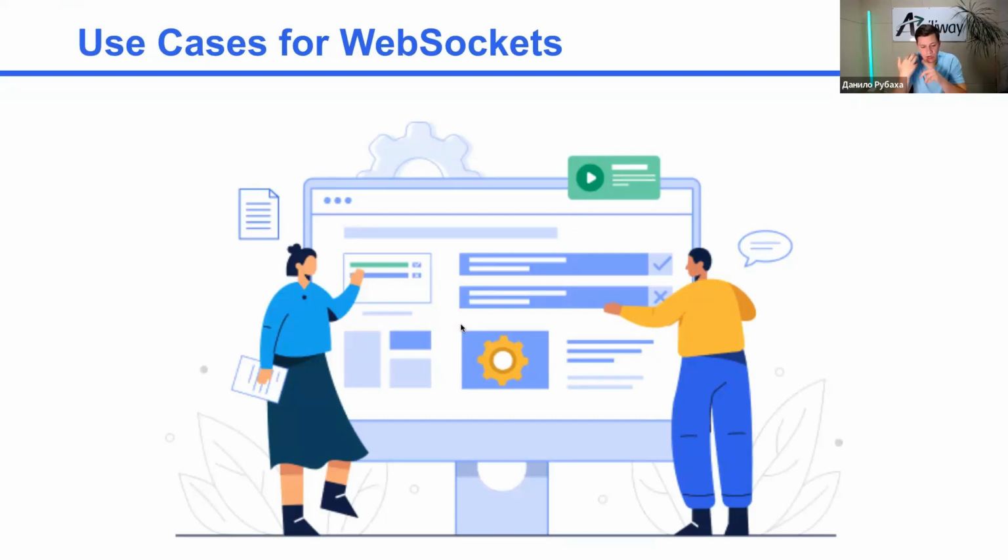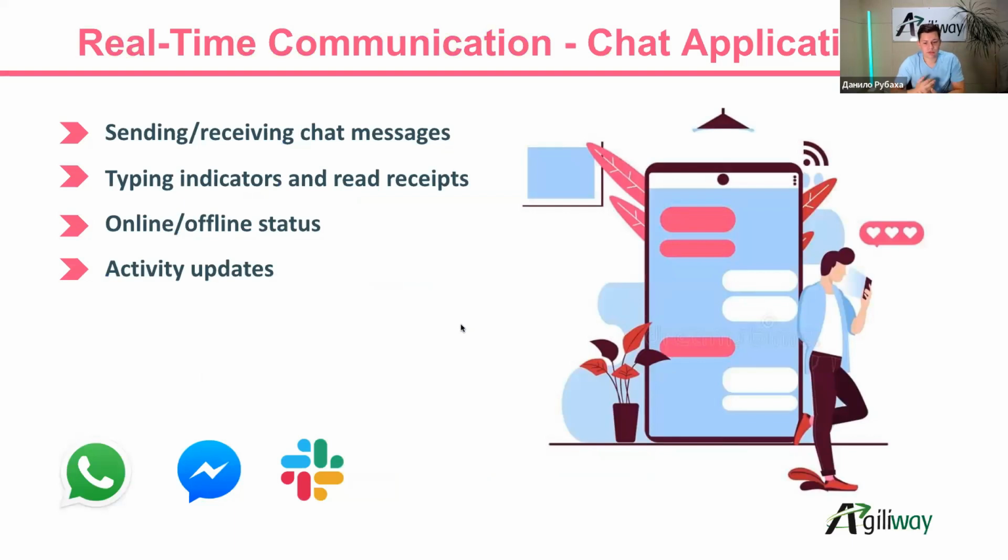So we already know how this protocol works, why it is faster and is called a real-time protocol. And why do we need to use it, where can we use this protocol over HTTP? So let's take a look at use cases where we can use it with different applications. The most common thing made using WebSocket is real-time communication applications, for example, chat applications. In a chat application, WebSockets can be used for sending and receiving messages, typing indicators, read receipts, online/offline status, activity updates, and so on. Actually, WebSockets are essential to enabling real-time communication in chats.